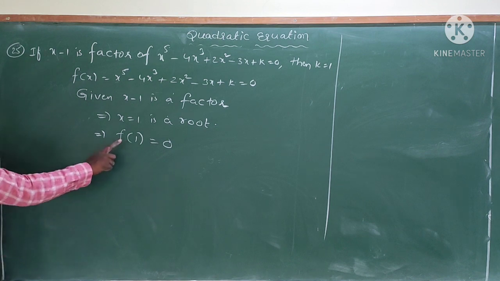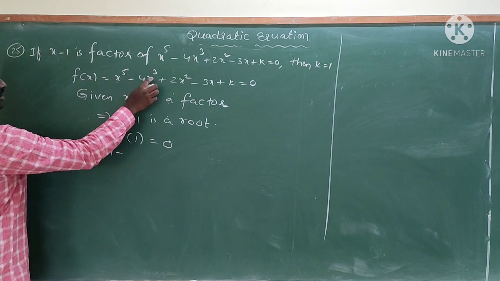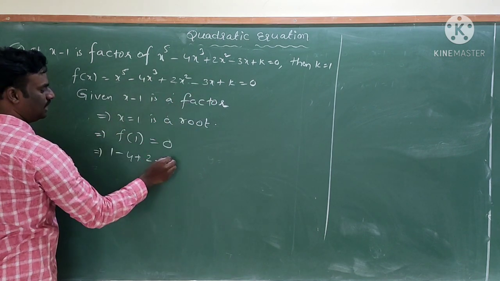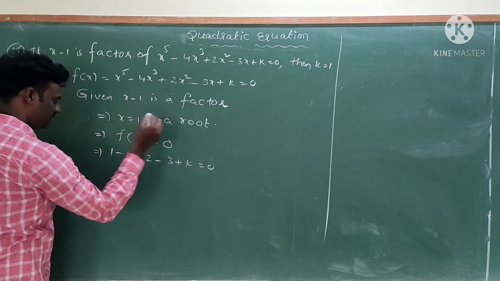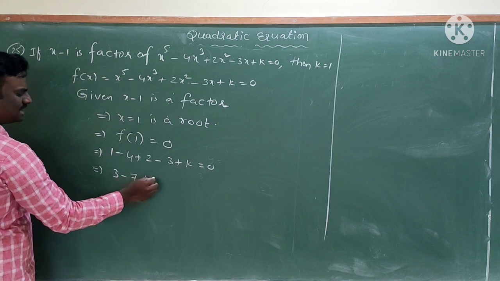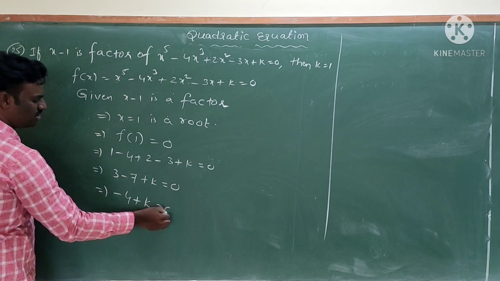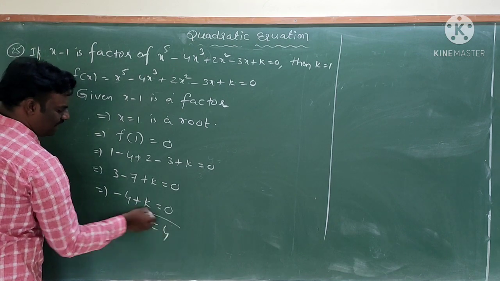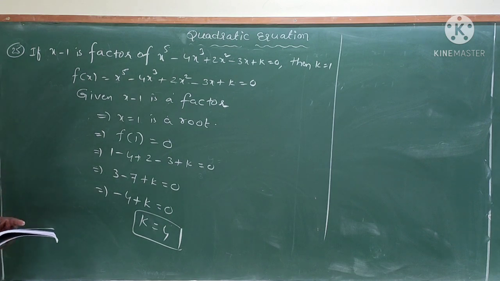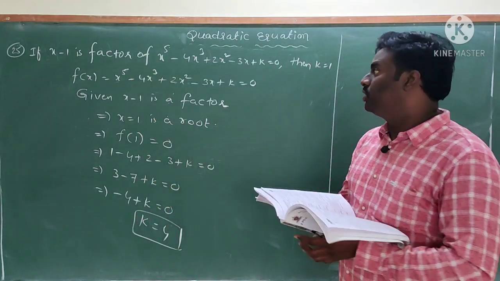Means in place of x, we can substitute 1, then 1 power 5 minus 4 into 1 plus 2 into 1 square minus 3 into 1 plus k equals 0. Then 1 plus 2, minus 3 minus 4, that is minus 4 plus k equals 0. Then k value is 4. So k equals 4 is the correct answer. That is nothing but option 2 is the correct answer for this question number 25.